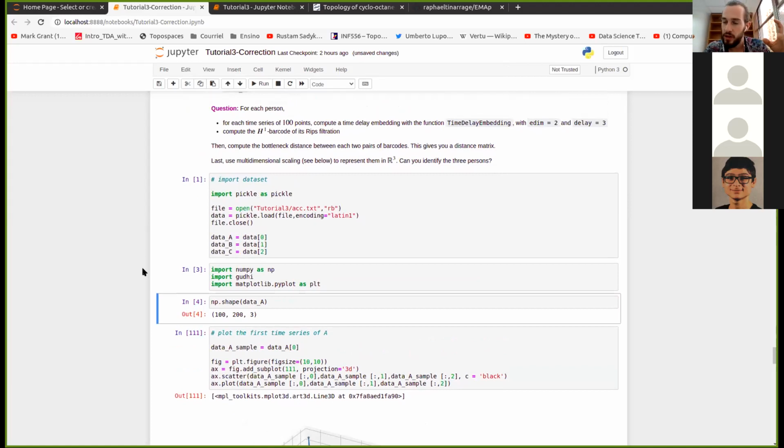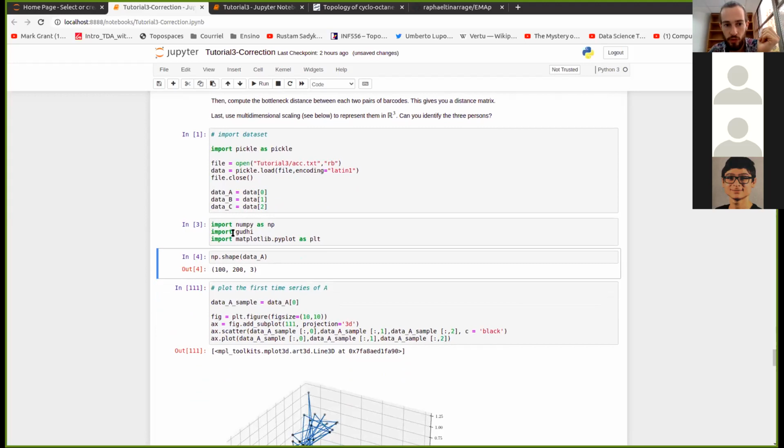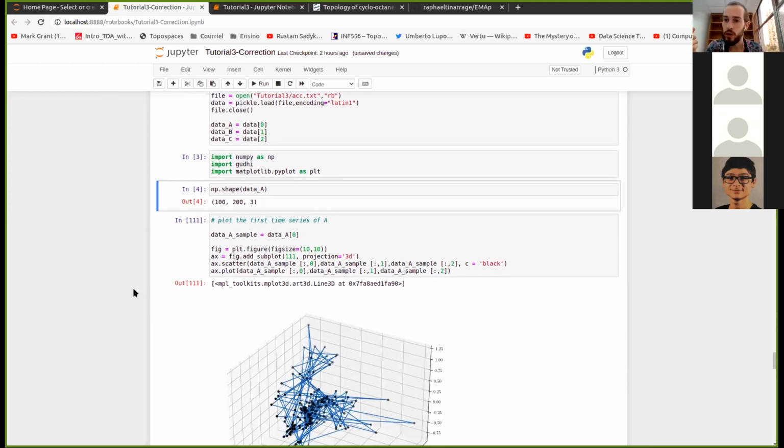This large time series has been divided into time series of 100 points. So the first person corresponds to 200 time series, each time series having 100 points, and these points being in R3. And we want to understand the topology, or use the topology of this time series, to classify them.